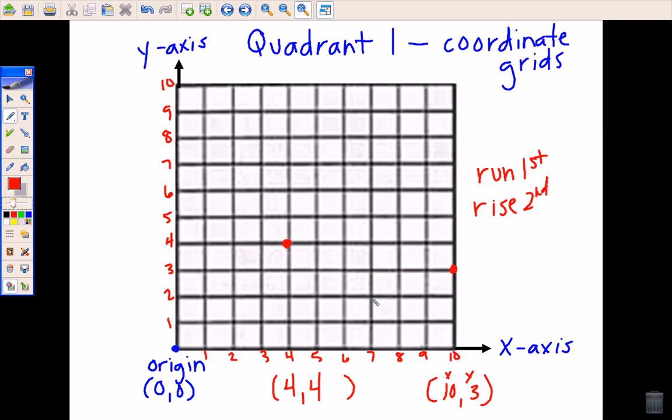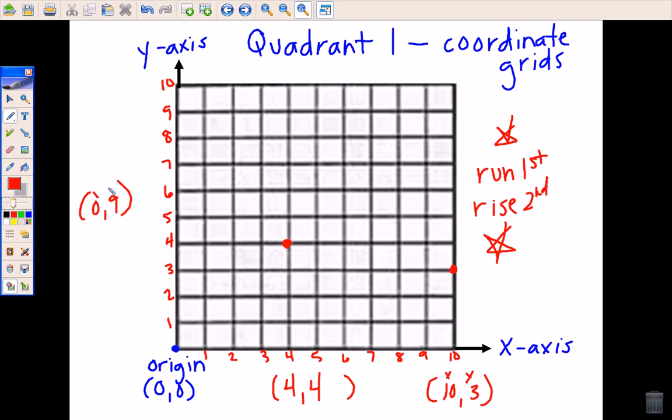It's really not a complex concept. The only thing that a lot of kids get mixed up on is that they will try to go up first and then run. You have to run first and then climb. That is super important to remember, okay? Run, then rise.